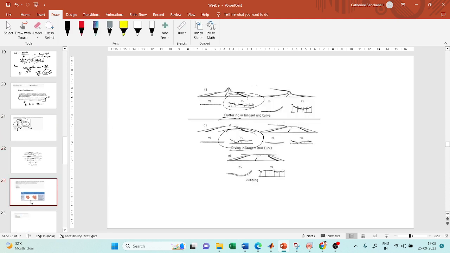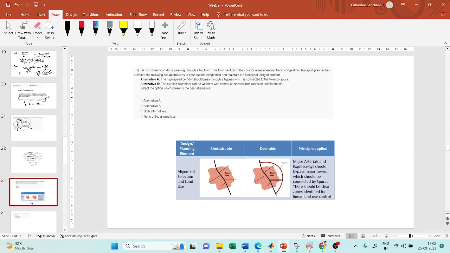So from here, let us start this week's problems. Okay. This week had some alignment coordination or design consistency, so let us see one problem related to that. A high-speed corridor is passing through a big town. The town section of the corridor is experiencing traffic congestion. Transport planner has provided the following two alternatives to ease the congestion and maintain the functional utility of the corridor.